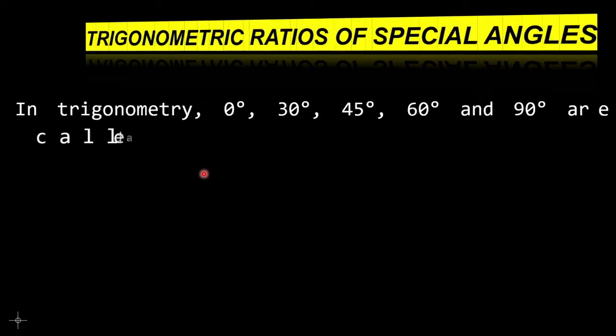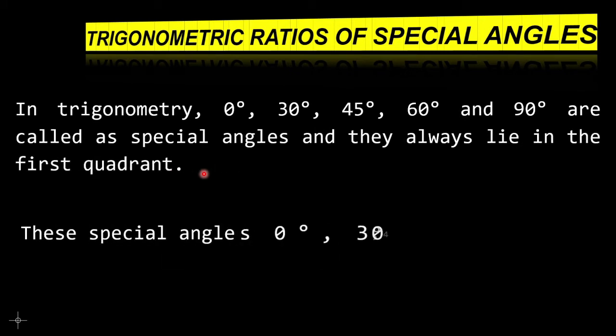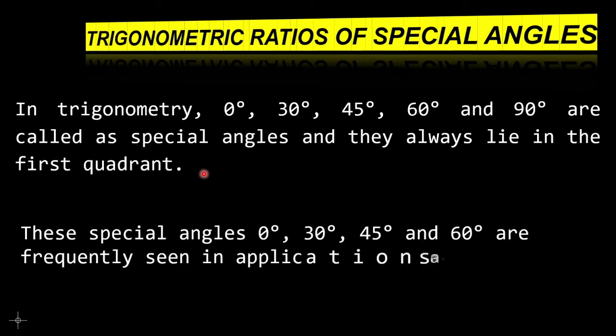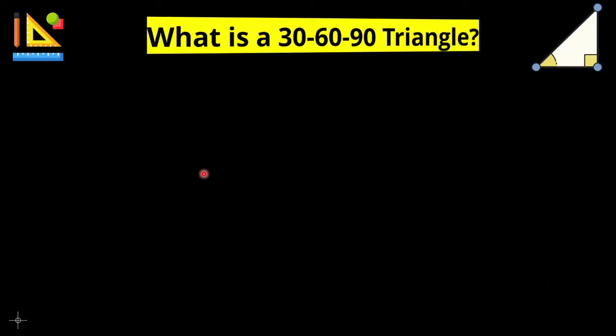Okay, again, trigonometric ratio of special angles. And tapos na tayo dun sa 45, 45, 90. And punta naman tayo sa 30, 60, 90. So, what is a 30, 60, 90 triangle?